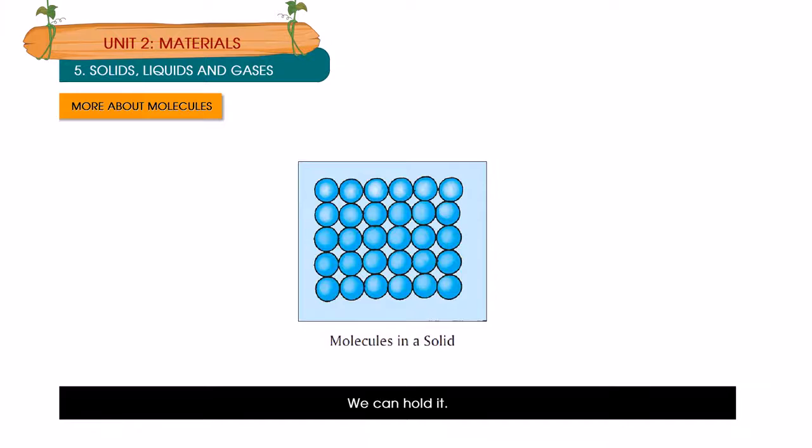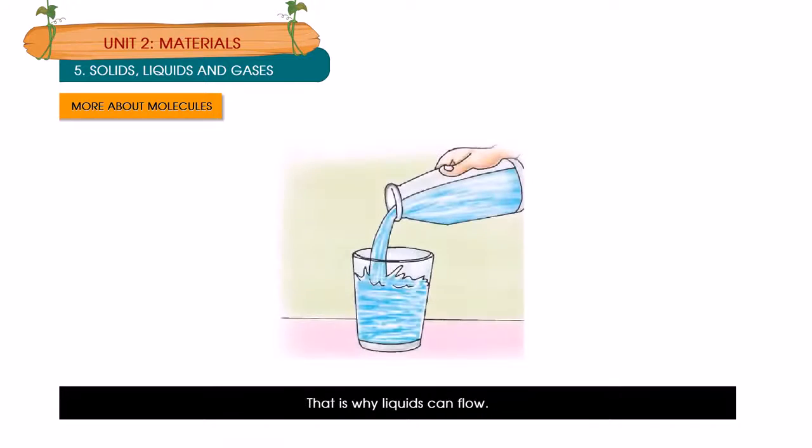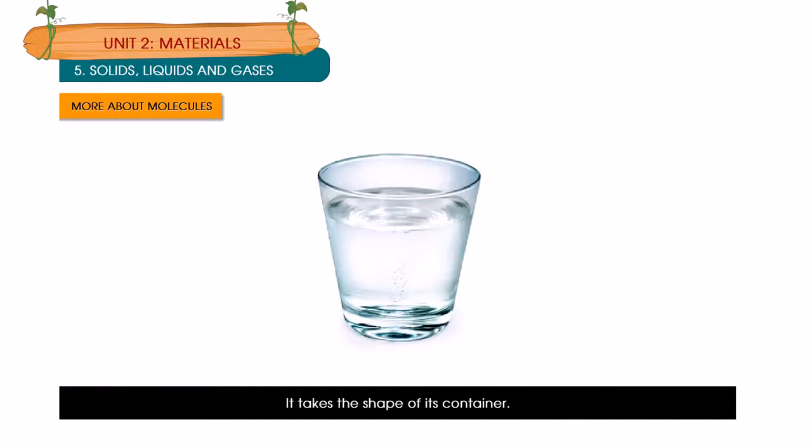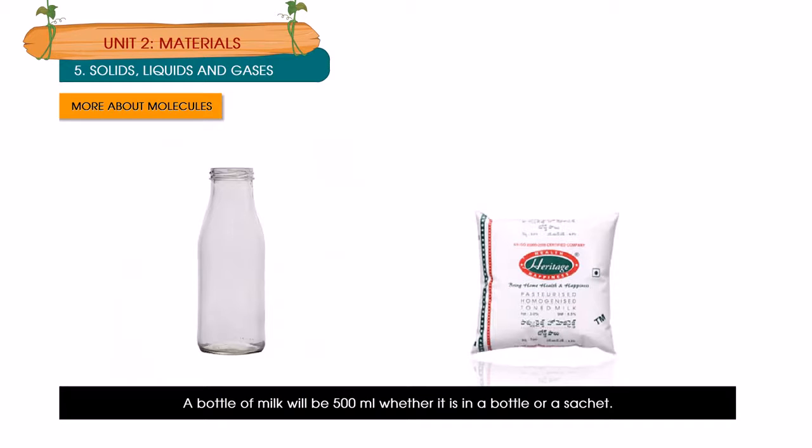We can hold it. In liquids, the molecules are not closely packed. The attraction between the molecules is less. They can move about freely. That is why liquids can flow. A liquid has a definite volume, but it has no definite shape. It takes the shape of its container. A bottle of milk will be 500 milliliters whether it is in a bottle or a sachet. But it will change its shape according to the container.